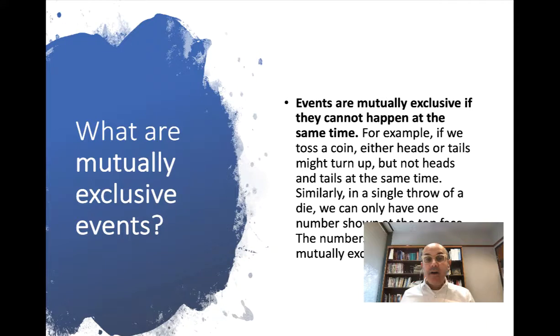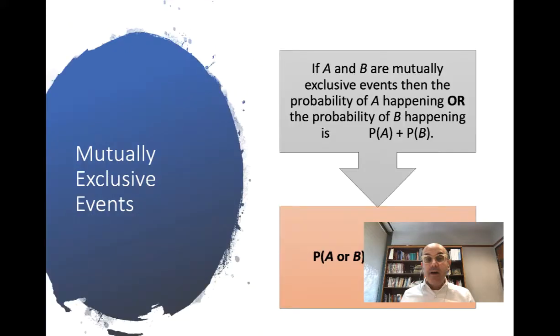Another terminology that we often use in probability is called mutually exclusive. Events are mutually exclusive if they cannot happen at the same time. If, for example, we toss a coin, either head or tail might turn up, but not head and tail at the same time. So this is the idea of mutually exclusive. Similarly, in a single throw of a die, we can have one number show at the top of the face, and the numbers of the face are mutually exclusive. So this is my idea of it.